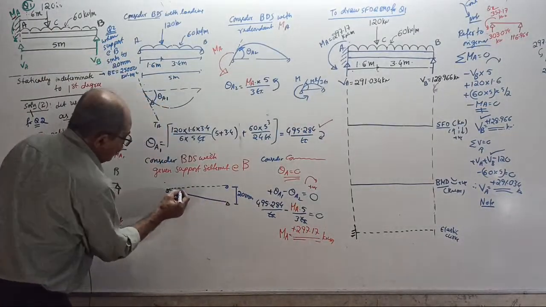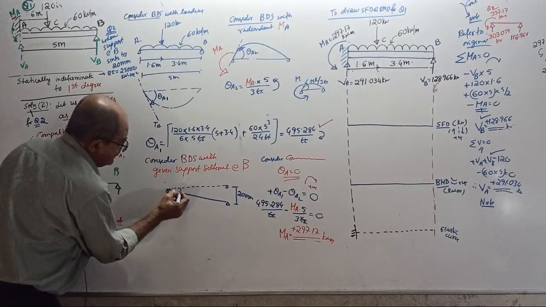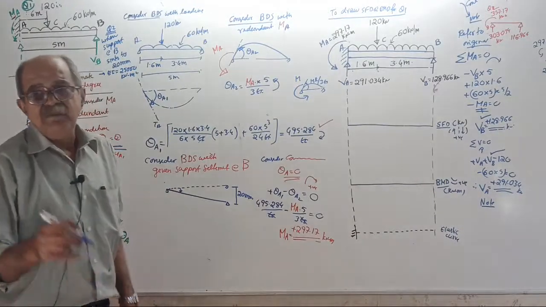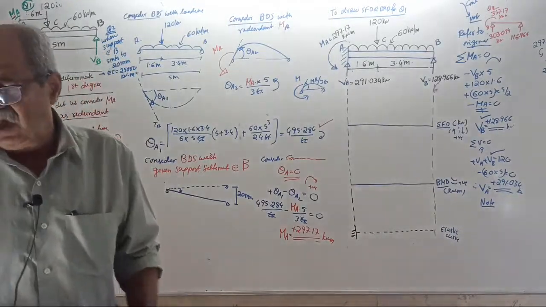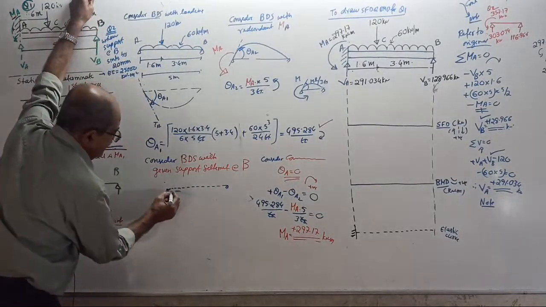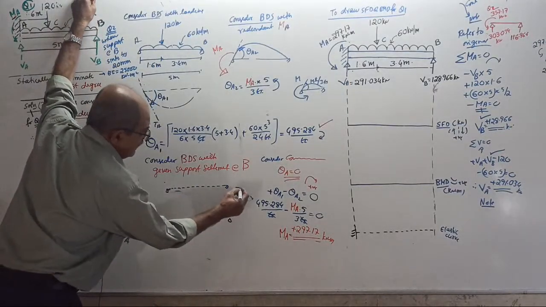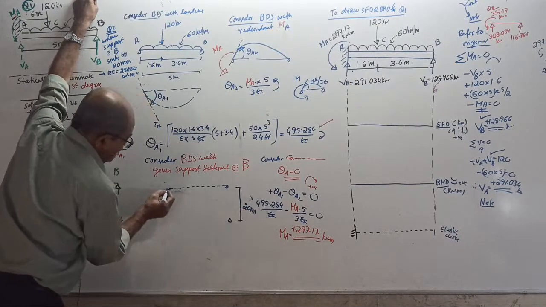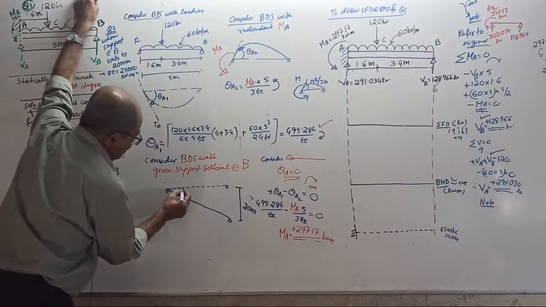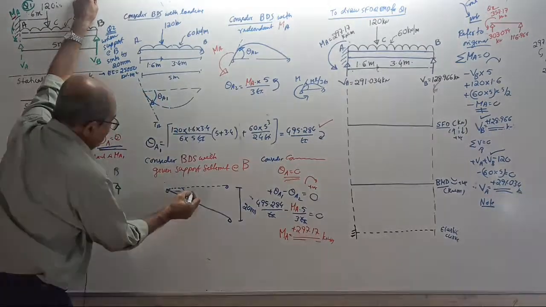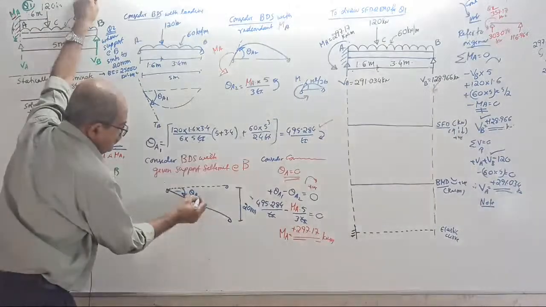Therefore, there will be some rotation here. Yes or no? There will be some rotation at A. Tell yes or no. I'll put a big sketch actually. If you want, I'll put a big sketch. Ready? Okay, here. Settles by 20 mm. Out of scale, this way. So there is a clockwise rotation here. This is your theta A2.